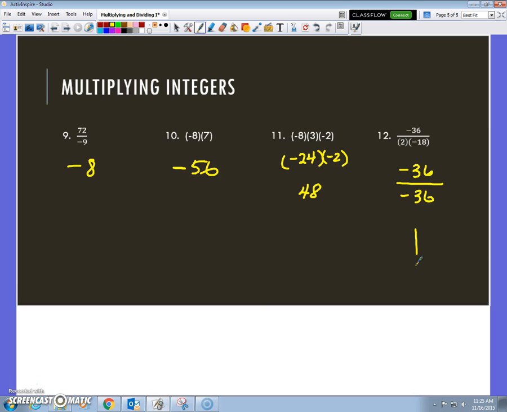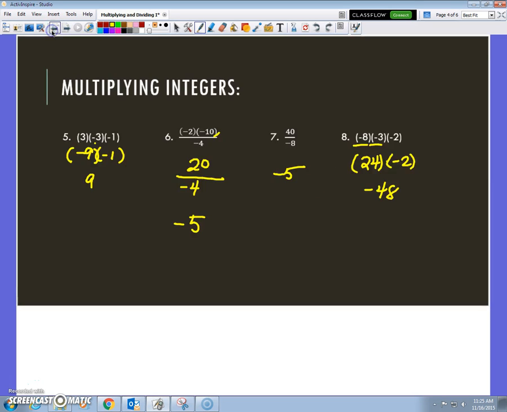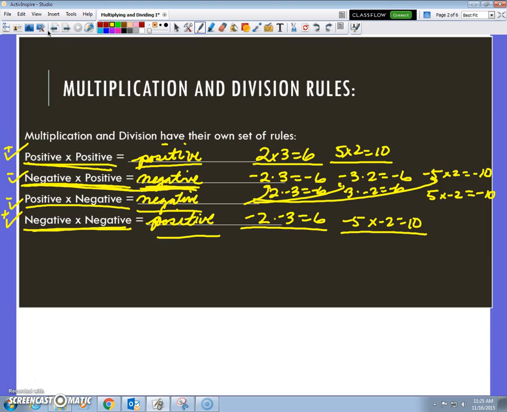Alright, so that is all that we really need to know for today's lesson. We're going to practice some of our multiplication facts and some division problems. If they have the same sign, it's a positive outcome. If they have different signs, it's a negative outcome. And that's it for today.